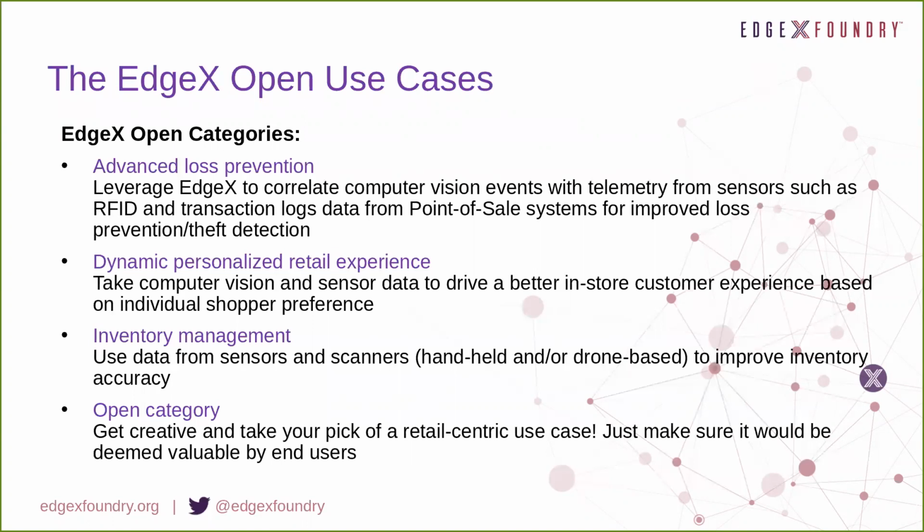So this is all about how can I correlate computer vision based events with telemetry from different sensors, RFID tags, maybe you've got tags labeled on merchandise, and then how do I tie that into a point of sale system where if you triage all of these events happening at one time, you've got a much better chance of making sure that people aren't tampering with the system or trying to steal something. So, interesting use case there. And so we've got obviously a lot of opportunity to innovate around that topic.